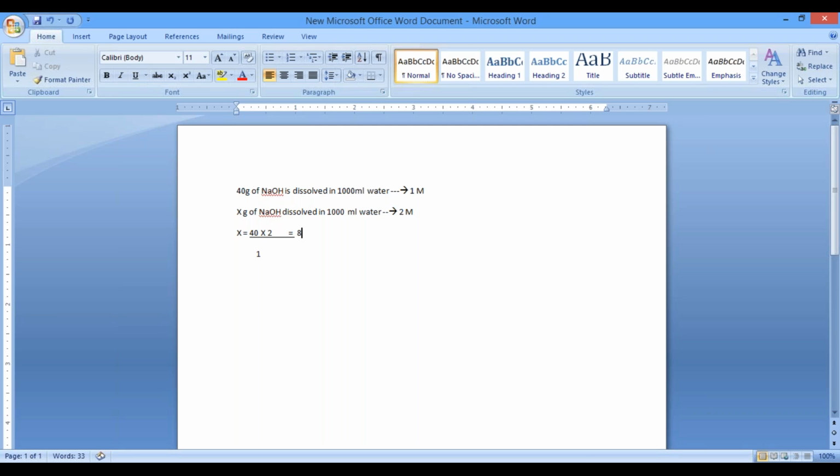So what is this 80? 80 grams of NaOH, sodium hydroxide, is dissolved in 1000 ml of water. What do you get? 2 molar. Yes.